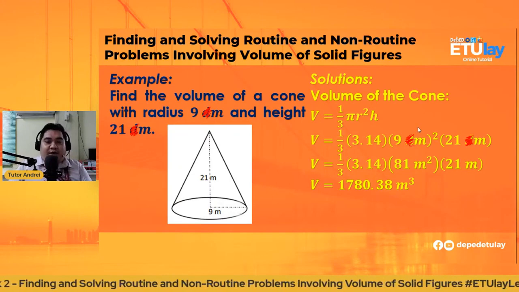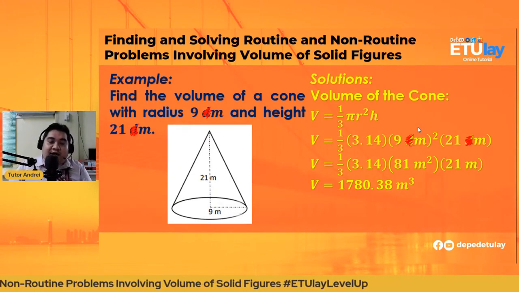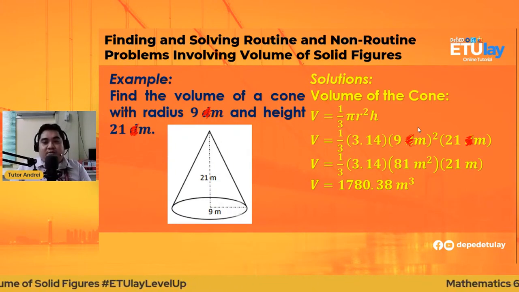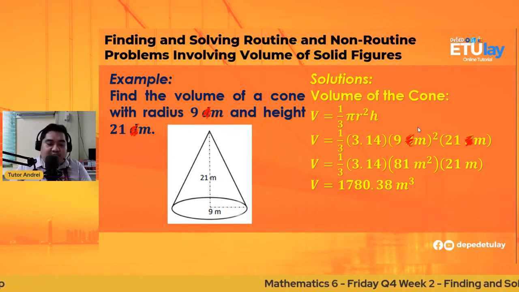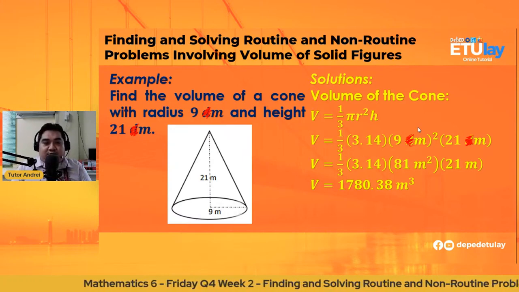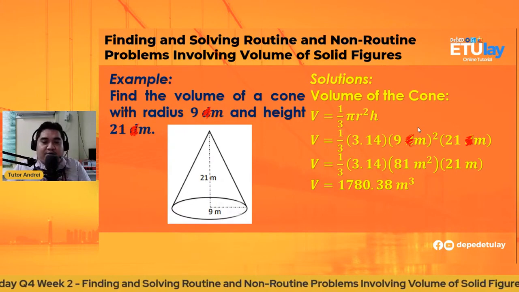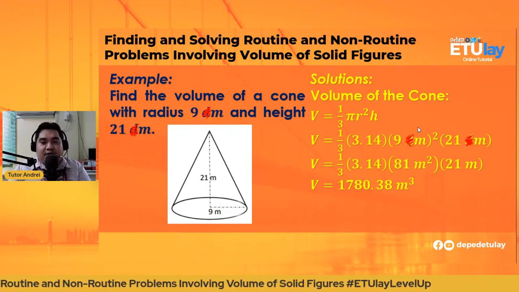So therefore, we have 1/3 times 3.14 times the square of 9 meters times 21 meters. So therefore, again, just like what we did earlier, we follow the order of operations. So we have to square 9 meters. So 9 times 9 is 81. So we now have 1/3 times 3.14 times 81 square meters times 21 meters.